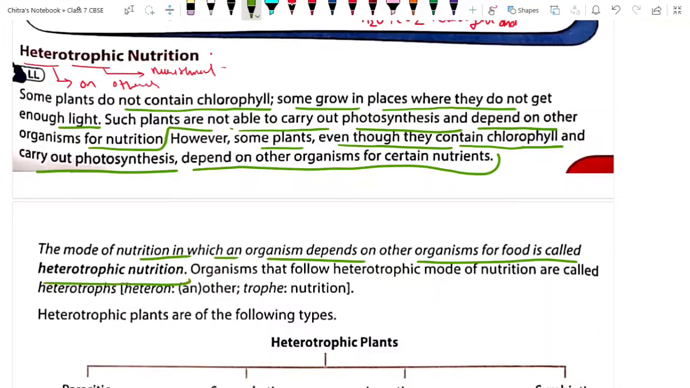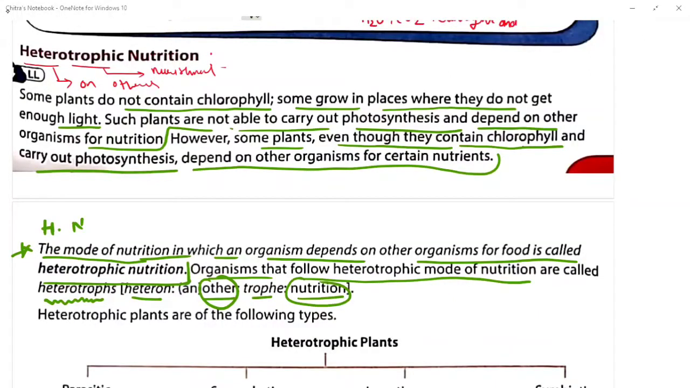This is the definition of heterotrophic nutrition. I have written here H, which stands for heterotrophic nutrition. The mode of nutrition in which an organism depends on other organisms for its food is called heterotrophic nutrition. Organisms that follow the heterotrophic mode of nutrition are called heterotrophs. Hetero means on others and troph means nutrition, so organisms that depend on others for their nutrition are called heterotrophs. Understood, everyone?